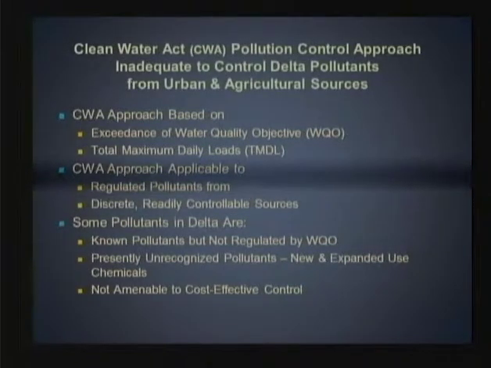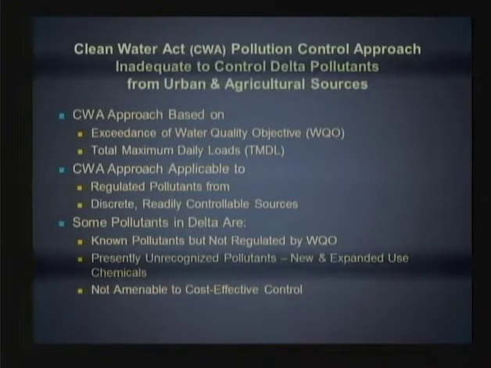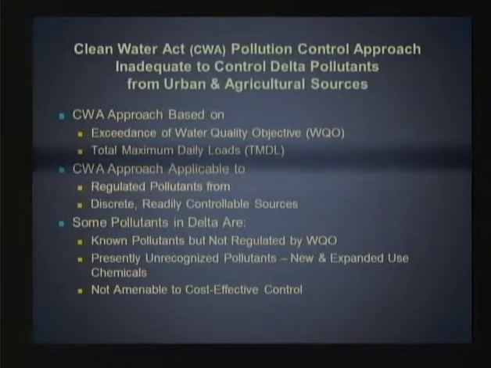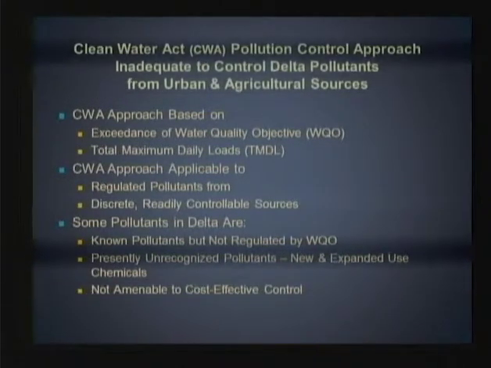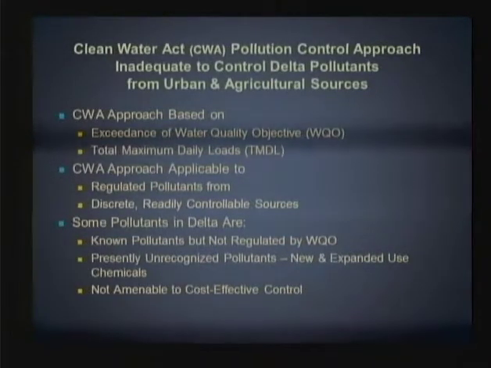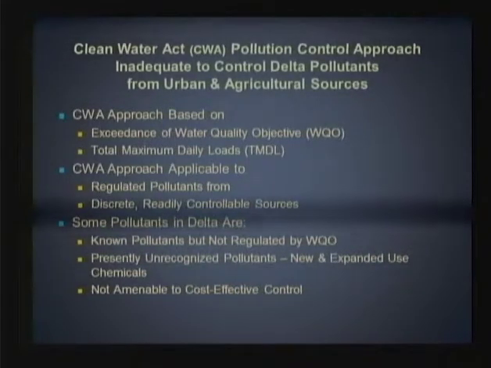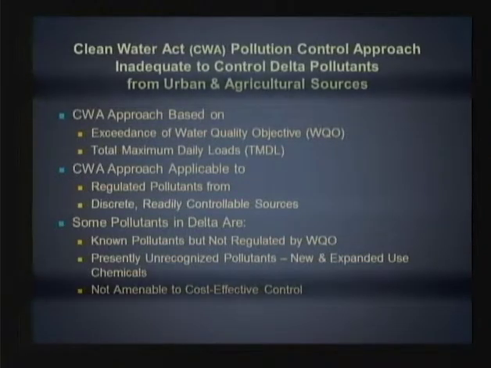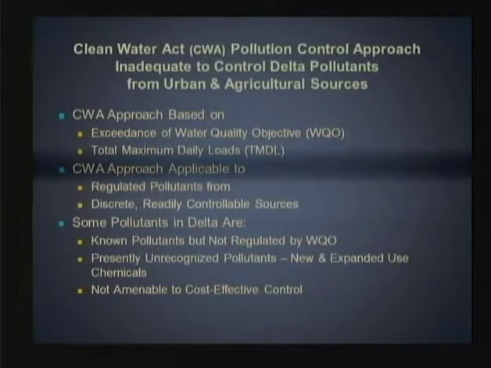We know, for example, that major sources of pollutants in the Delta are not controlled by water quality objectives. There are presently many unrecognized pollutants and new and expanded use chemicals that are coming into the Delta daily that we're not addressing at all. And we also have this whole issue of the implications of the cost of meeting water quality objectives for such things as dairies or for stormwater runoff from urban areas, et cetera.